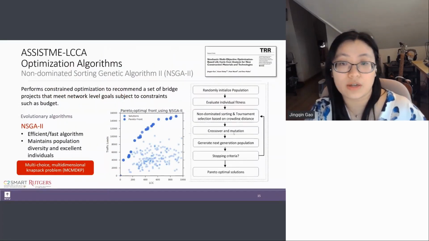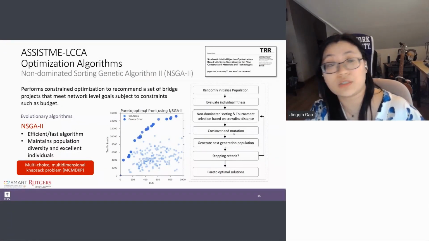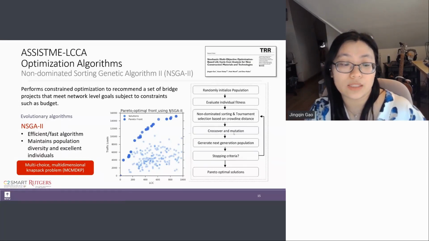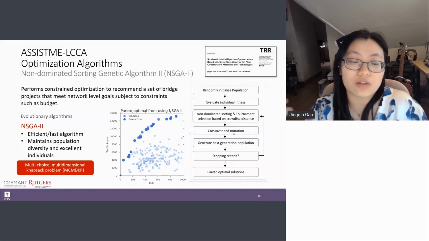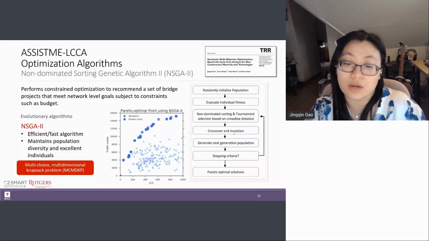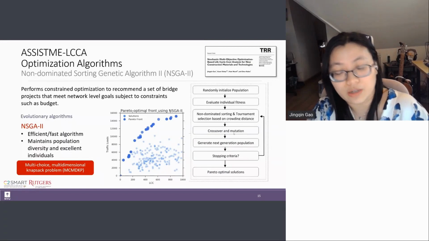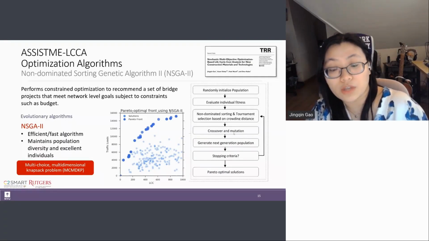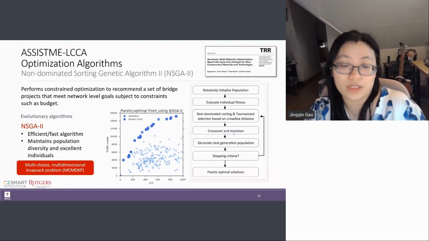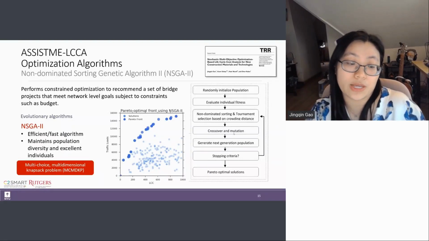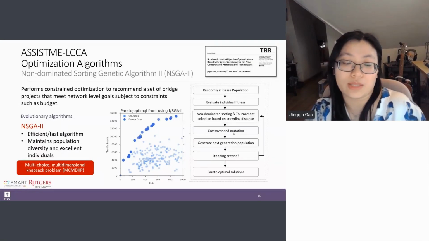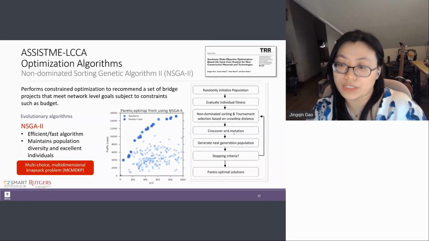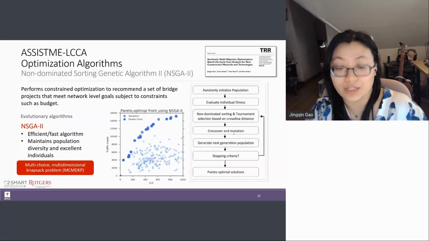And the optimization algorithm, Dr. Ozbay touched a little bit on that, we use is called NSGA, the non-dominated sorting genetic algorithm, to arrive at the optimal or near optimal life cycle strategy. And the core of this NSGA-II is the non-dominated sorting and also selection based on crowding distance. And of course, as one of the genetic algorithms, it uses crossover and mutation to find the Pareto optimal solution. The reason why we picked this optimization algorithm is because NSGA has been proven to be one of the most efficient algorithms for multi-objective optimization, that it can maintain population diversity at the same time as maintaining excellent individuals.